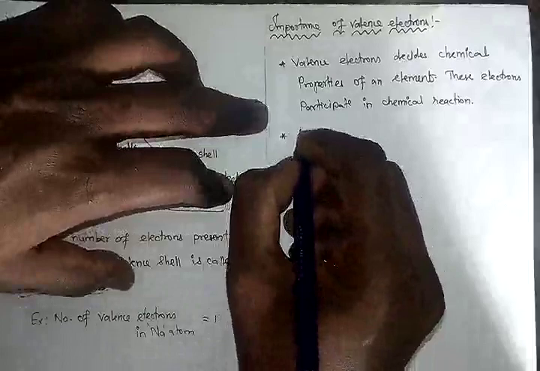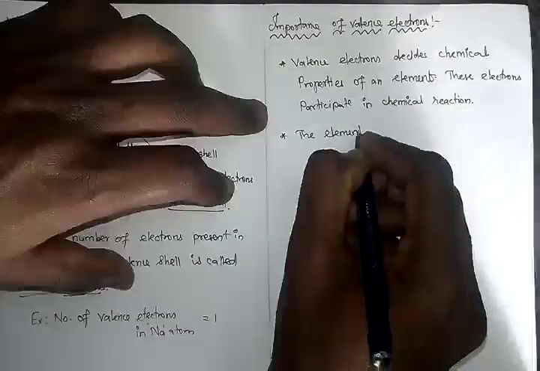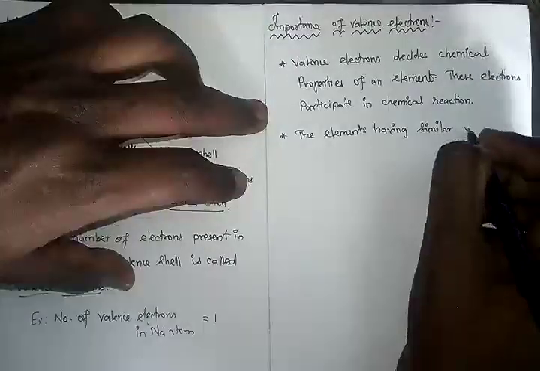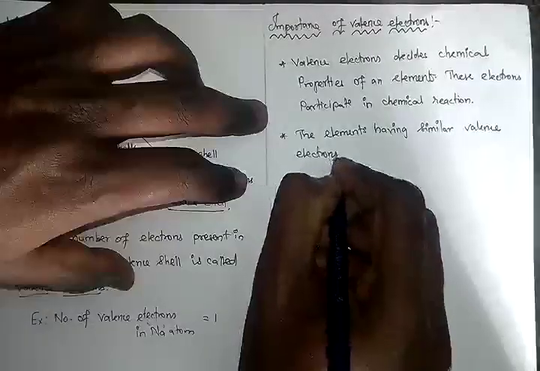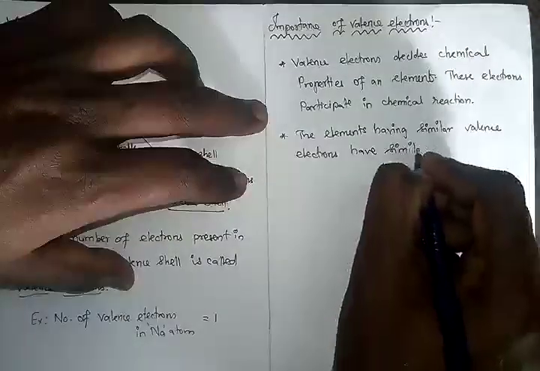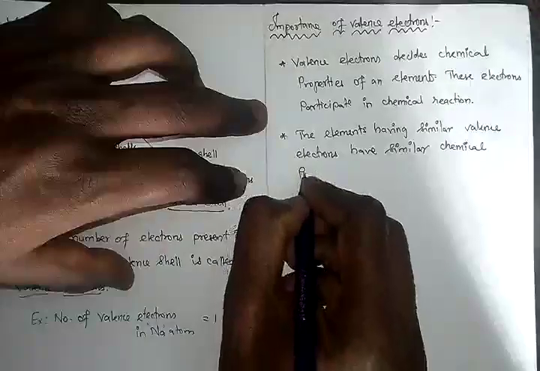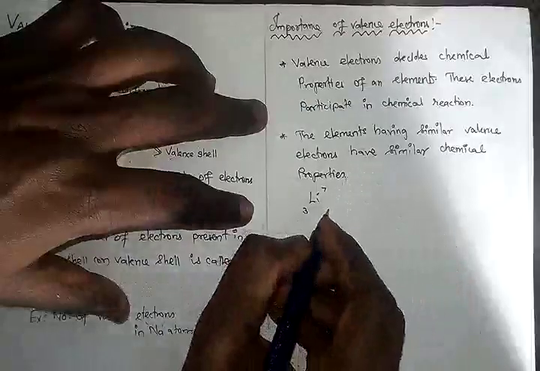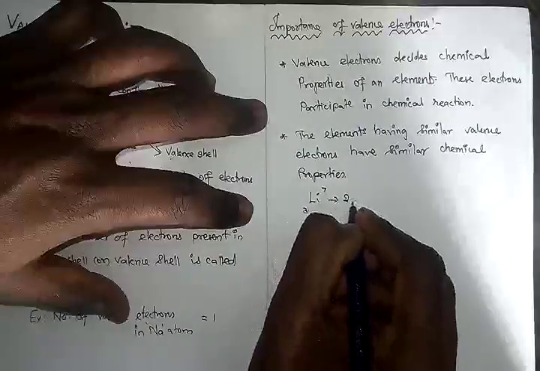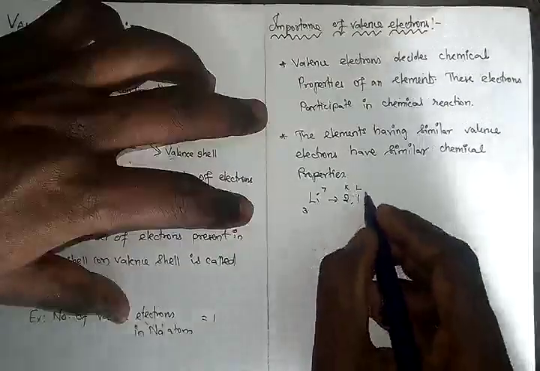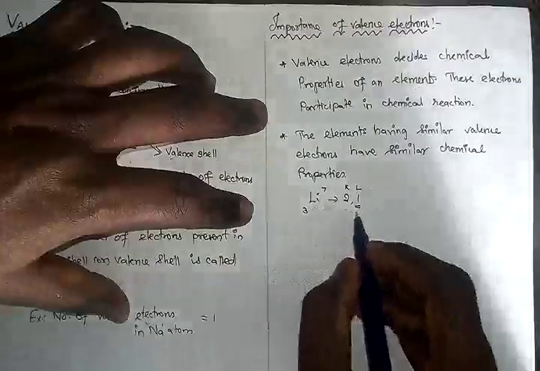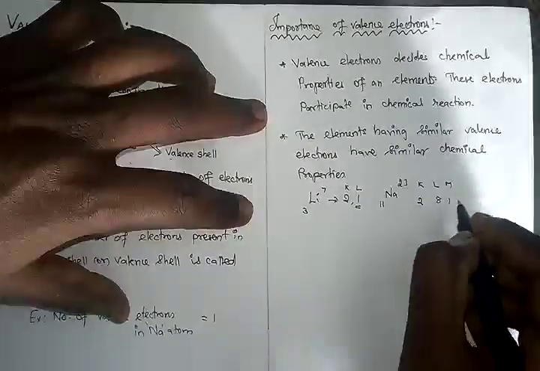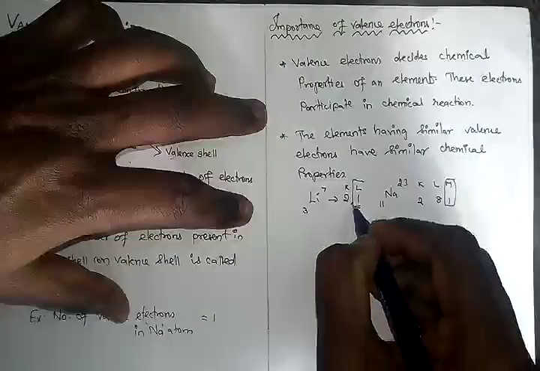Now the next concept: the elements having similar valence electrons have similar chemical properties. Example, let us go for lithium. The atomic number is 3, mass number is 7, right? The electronic configuration is 2, 1, so in the K shell 2 and in the L shell you have 1 electron. The last shell has 1 electron. So the valence electron in lithium is 1. Sodium, 11, 23: here K, L, M, it is 2, 8, 1. So here also the last shell contains 1 electron.